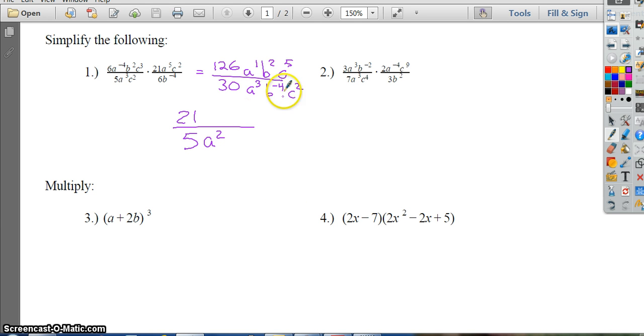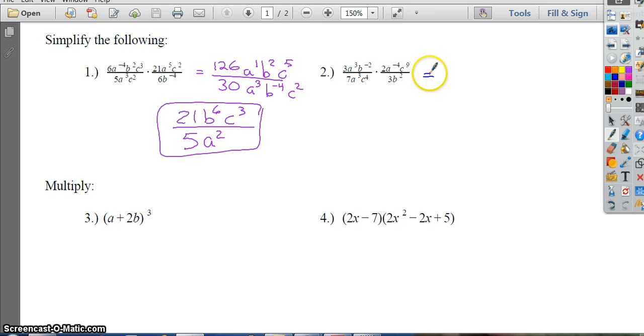I'm going to move b to the negative 4th to the top. Or I can think, hey, b squared is bigger, so b stays on top. And I can do 2 minus negative 4. 2 minus negative 4 is 2 plus 4, which is 6. And then I have c on top. 5 minus 2 is 3. There's number 1.